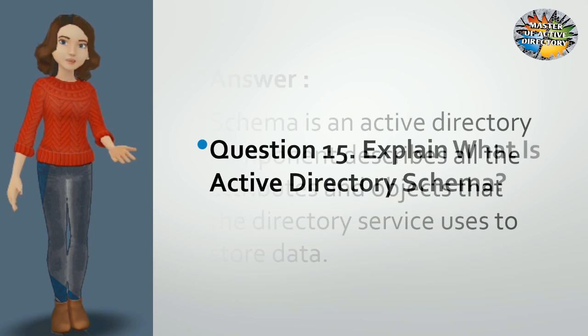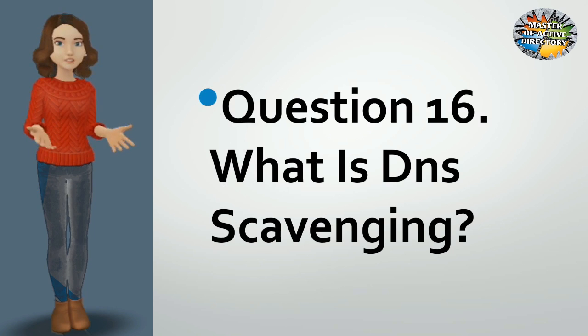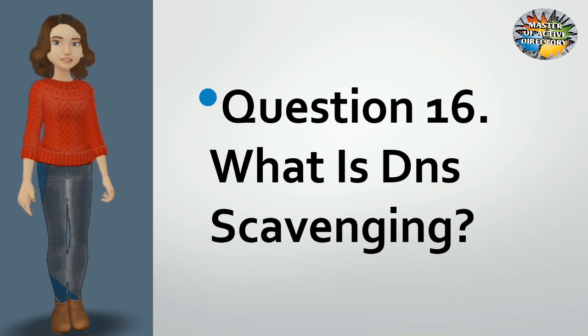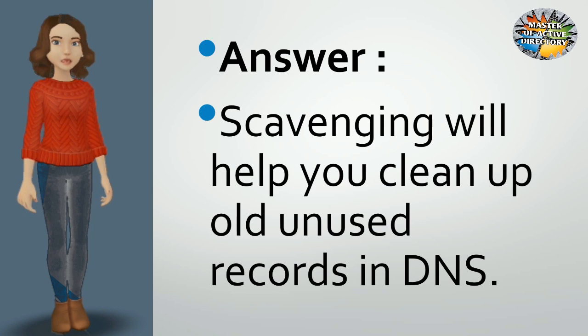Answer. Schema is an Active Directory component that describes all the attributes and objects that the directory service uses to store data. Question 16. What is DNS Scavenging? Answer. Scavenging will help you clean up old unused records in DNS.